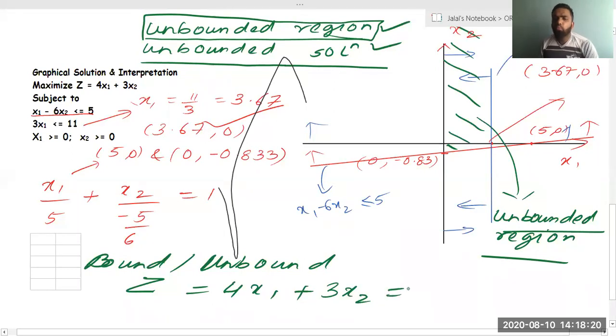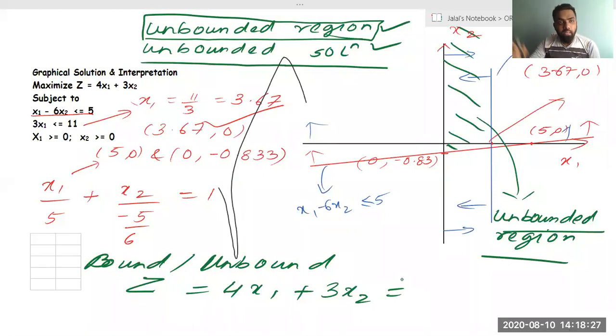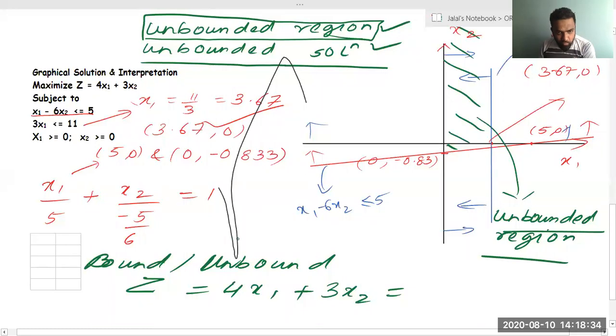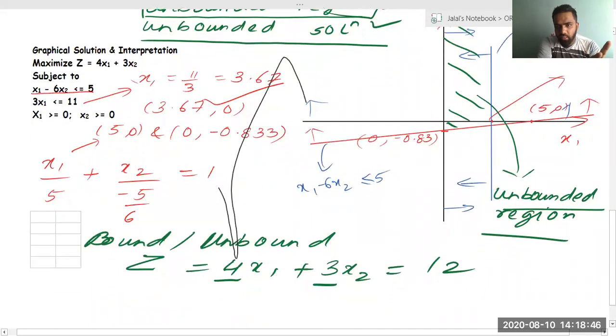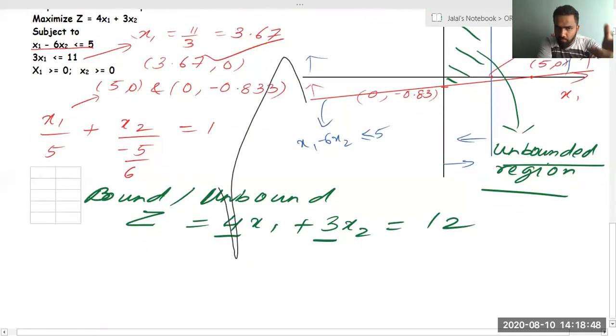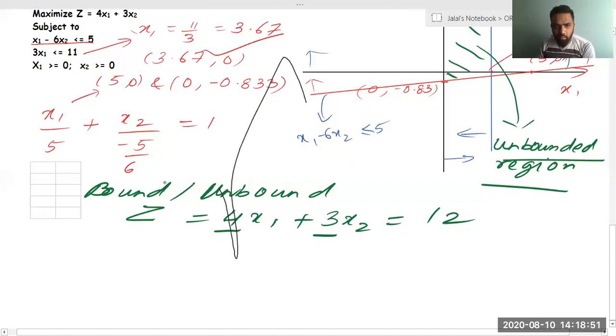Now assume it to be any value, whatever you want to assume. Whether you want it to be 1, infinity, 1000, 1 lakh, whatever you want. Assume Z is equal to something. What I always prefer is to assume Z to be a multiple of these two numbers, so that I get my calculations easily. So I'll assume it to be equal to 12. This is my way. I just multiply both the terms so that I get numbers which are easily divisible.